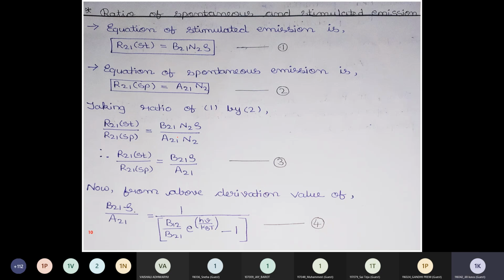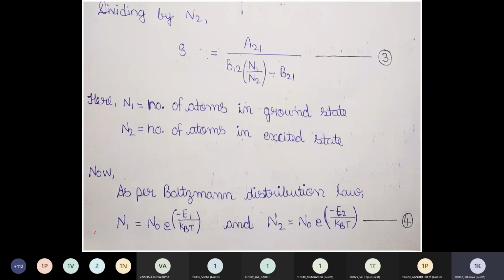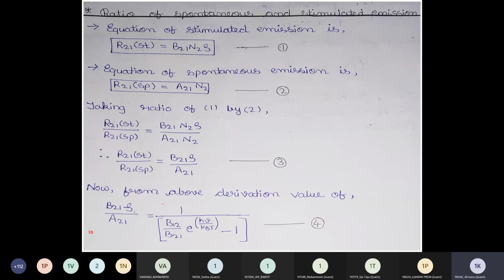Now here we have to divide it by N2. So here we get this equation: R21 spontaneous upon R21 stimulated is equal to B21 rho upon A21, because here N2 got cancelled out. Now from a previous derivation we know that B21 rho upon A21 is equal to 1 upon (B12 upon B21) e raised to h mu upon kbT minus 1. We multiply this B21 with rho and divide it by A21, and we get this equation.